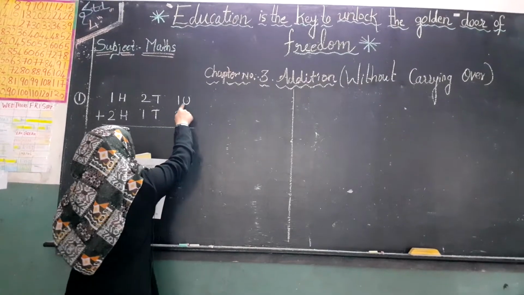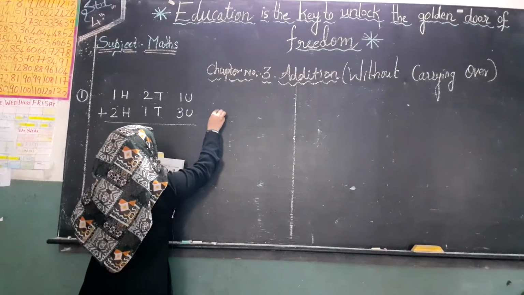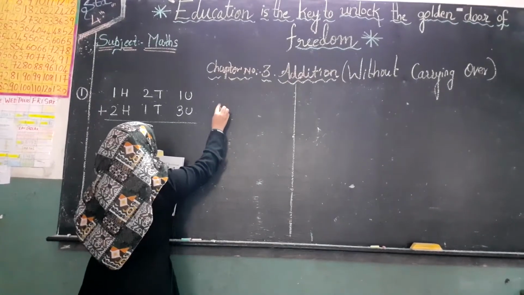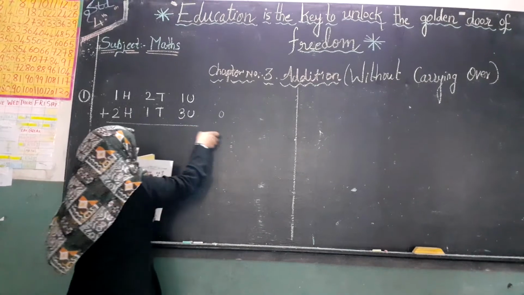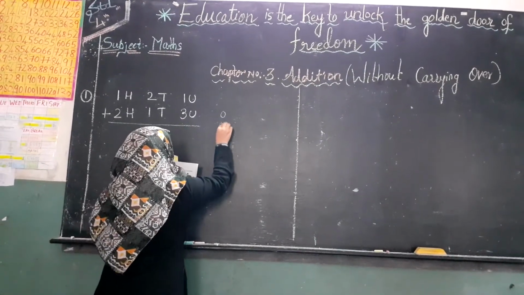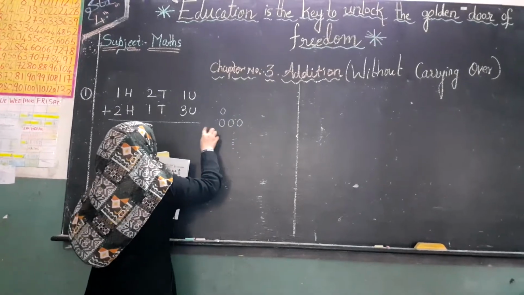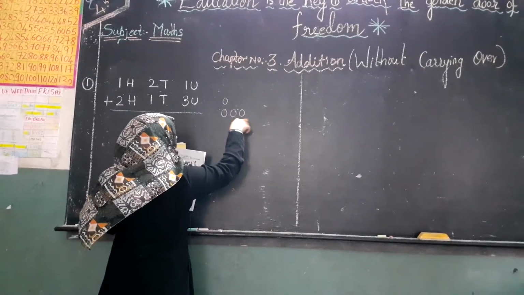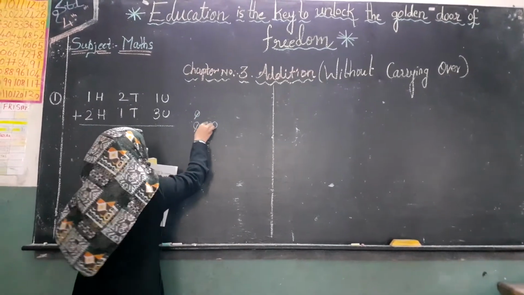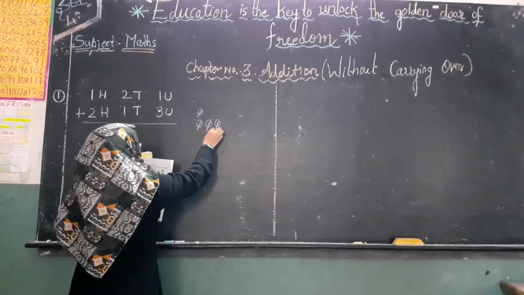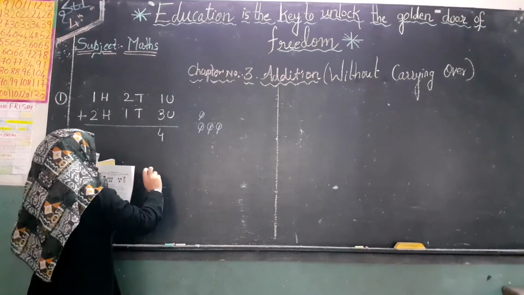Now in the first number, which number is there? 1. Okay, we have to draw 1 circle. Then second, we have to add 3, so we will draw 3 balls: 1, 2, 3. Now we have to add all this. 1, 2, 3, 4. So the answer is 4.